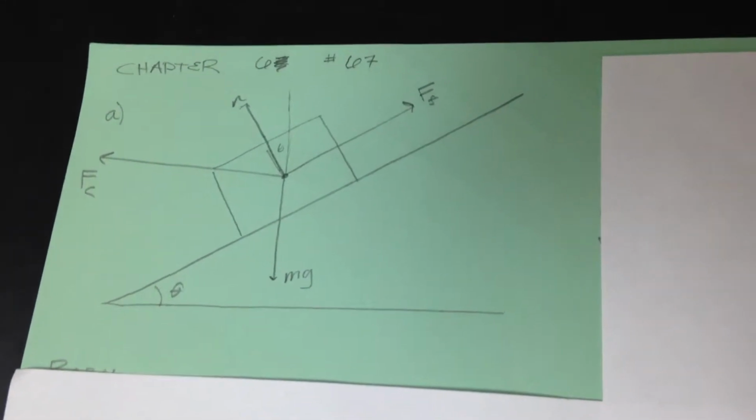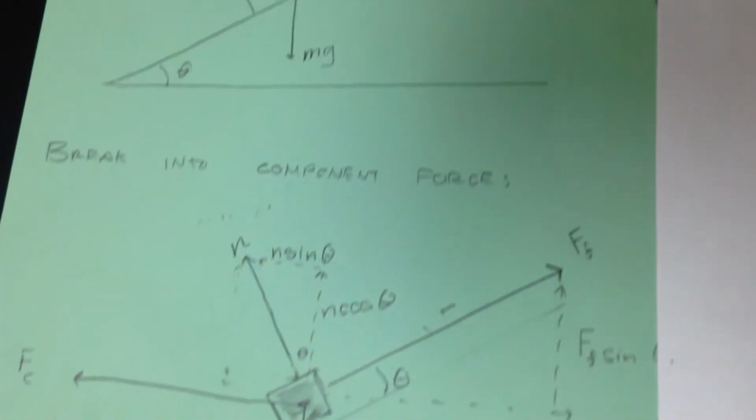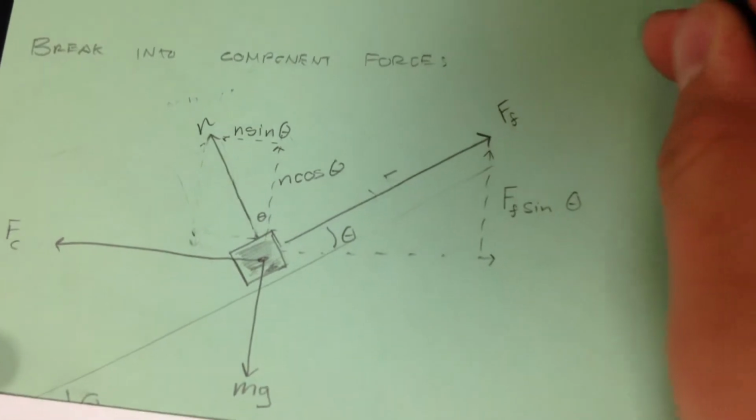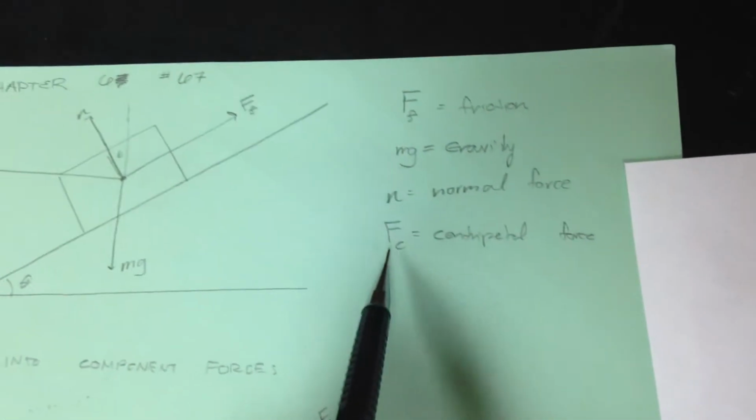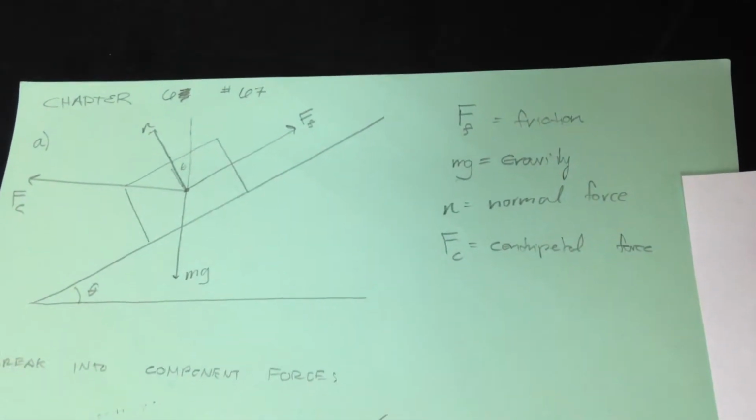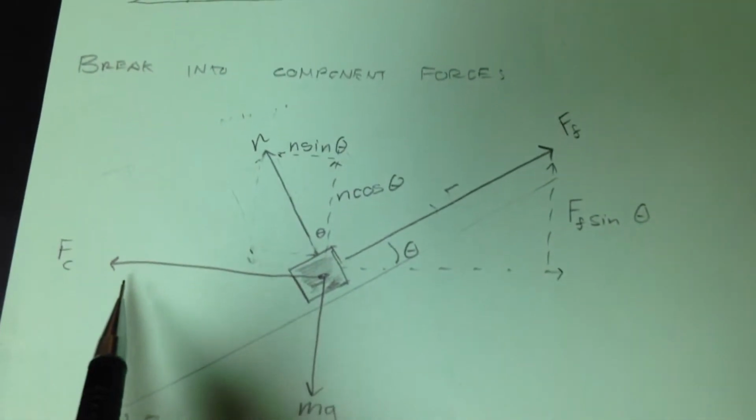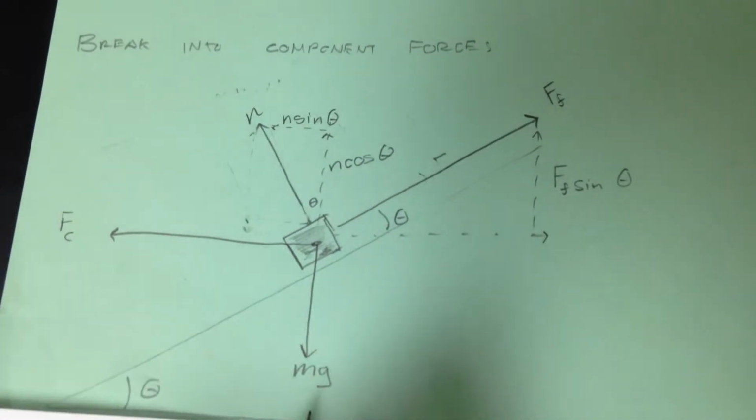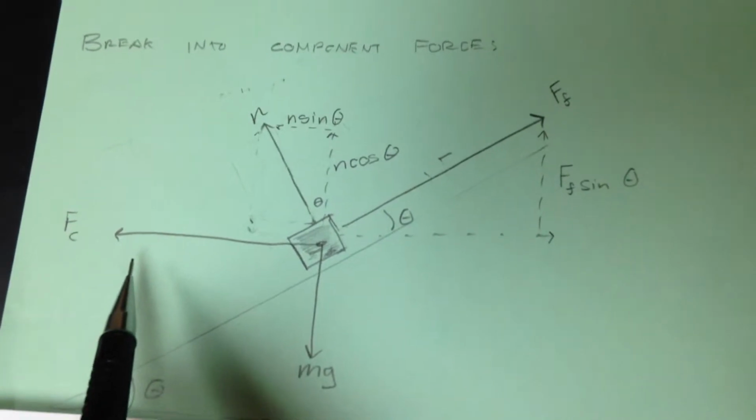To solve this problem, we need to break up this diagram into its component forces. F sub F is the friction, mg is gravity, n is the normal force, and Fc is the centripetal force. To break these up, we already have two that are already in x and y directions. Mg is in the y direction, the negative y direction to be specific. Fc is in the negative x direction.